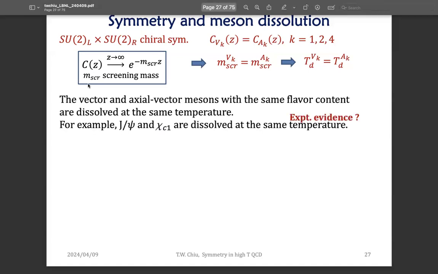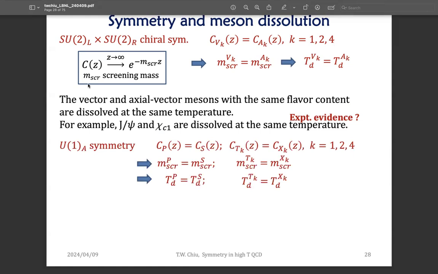For example, the J/psi and the chi_c1 for the c cbar will dissolve at the same temperature. And I don't know whether there's any experimental evidence or not, since the dissolution of the chi_c1 may not be easy to detect.